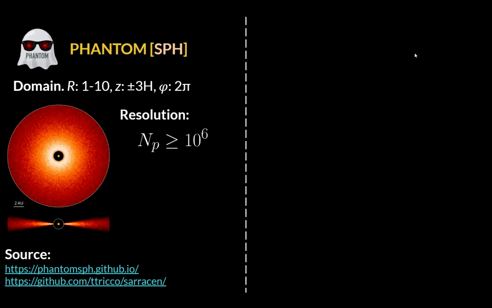So this is the setup for Phantom. Initially, we consider the radius from 1 to 10 code units. And we use resolutions greater than 1 million particles. So far, we have used 3 resolutions: 1, 2, and 4 million particles. We use Phantom for the simulation and for visualization, the Splash code.